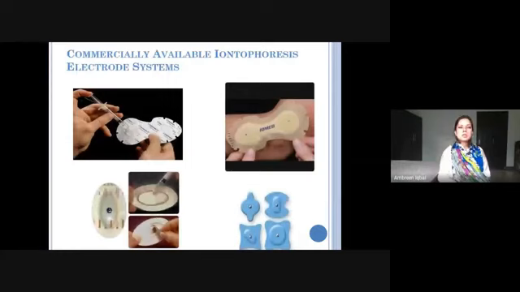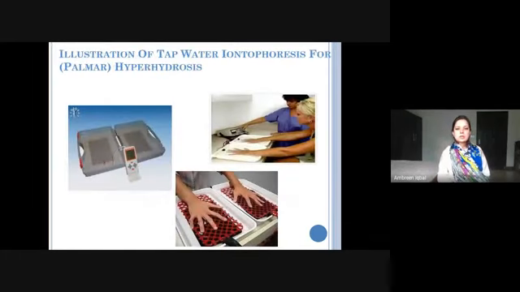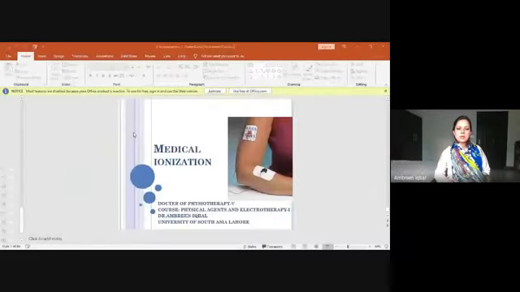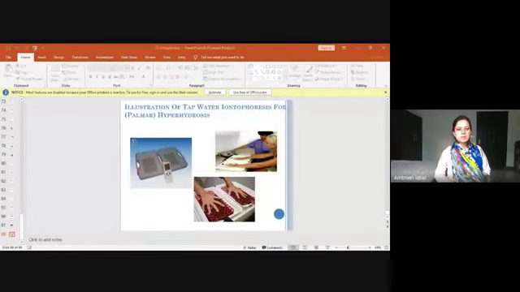These are some pictures of the commercially available iontophoresis electrodes, and for the iontophoresis process you can also see this. These are for hyperhidrosis. These are patients exposed to electrodes, with their hands placed on them. One acts as the active electrode, the other is the indifferent electrode. Patients usually undergo this process of ionization, especially for hyperhidrosis. So this was all about medical ionization.